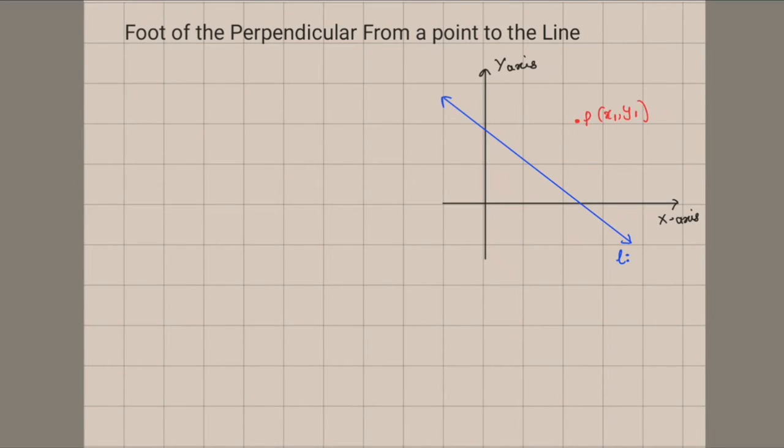Hello guys, today we will see one more application, which is the foot of the perpendicular from a point to a line. Let's say this is a line L. Let's say we denote it in the general form ax plus by plus c equals 0, and there is a point P (x1, y1). So we know point P and the line L. We need to find the foot of the perpendicular.